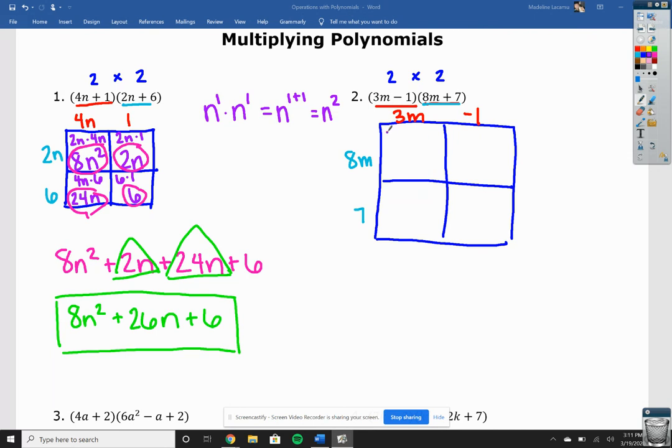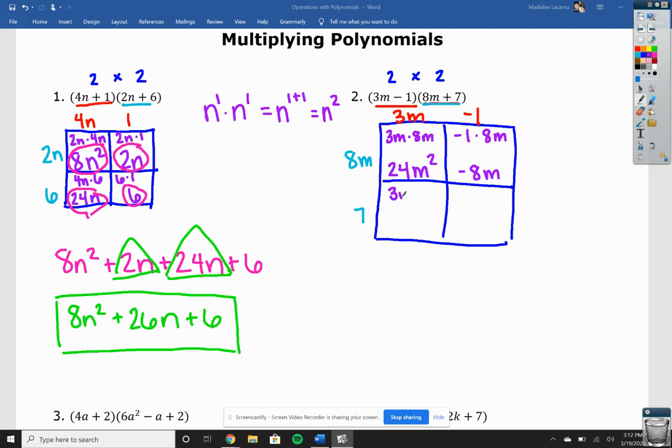So this first one, we have 3m times 8n. And again, 3 times 8 is 24. Now m times m is the same thing we did here with the n's. So you add the exponents, which gives us m squared. Here we're going to have -1 times 8m. -1 times 8 is -8. Then, of course, we have the m.